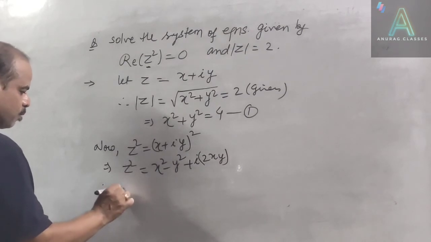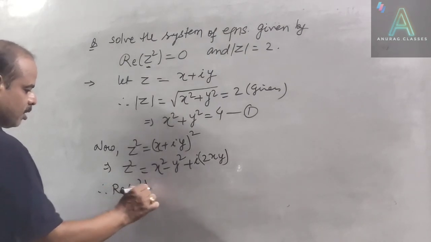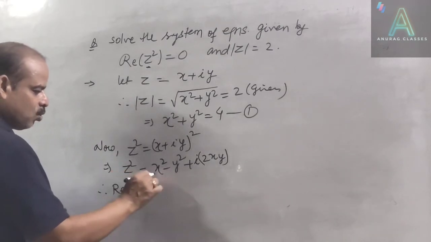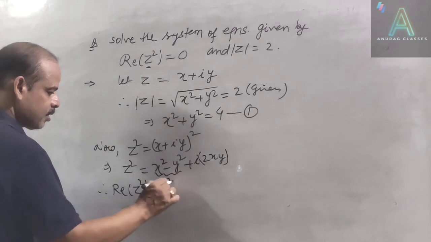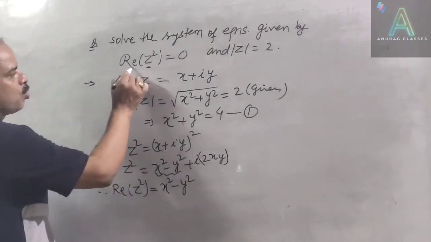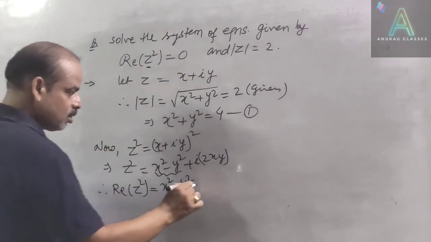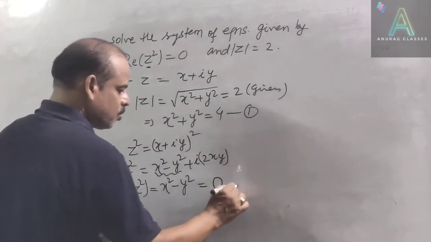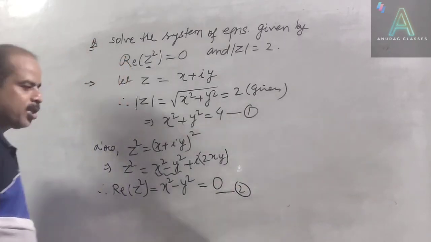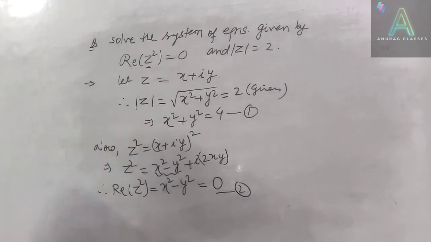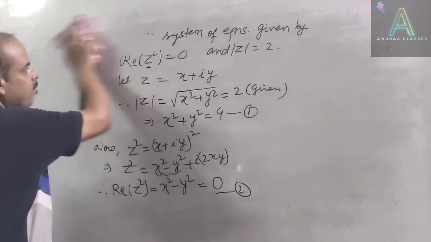Therefore, what should be the value of real z square? It means we have to write only the real values. So the real value of z square is nothing but x square minus y square. And according to the question, real z square is given as 0. So x square minus y square is equal to 0. This is relation number 2. So after obtaining these two relations, we have to solve them to find x and y. So I am doing it here.